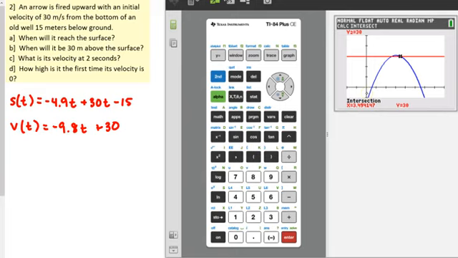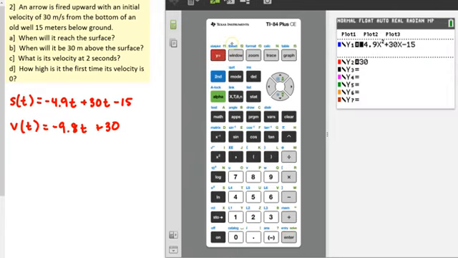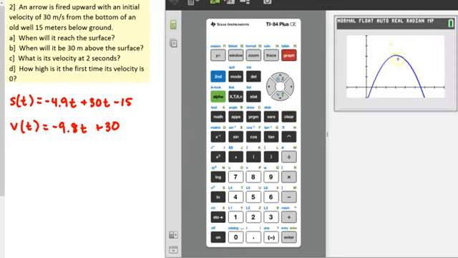Okay, for part C, we're looking for the velocity at 2 seconds. So we go into the y equals menu. Actually, I'm going to do part D first, because it could use the equation or the graph for position, because we know the first time the velocity is at 0 is when the object is at the top. So let's go ahead and find that maximum.